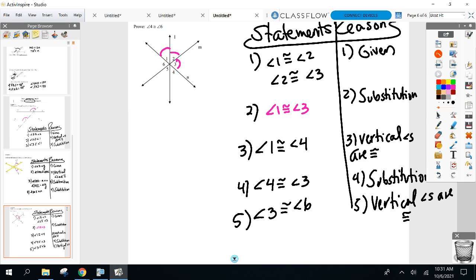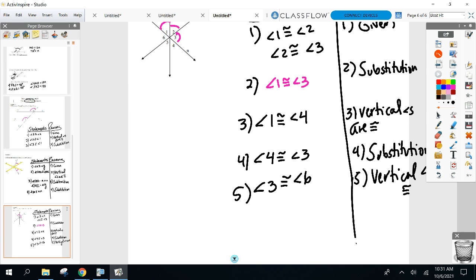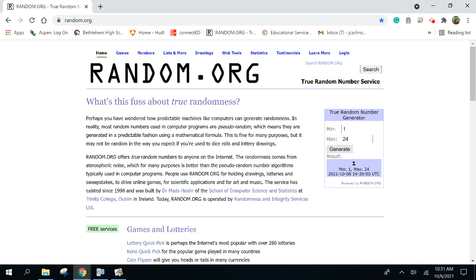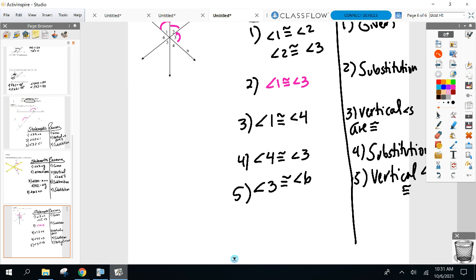All right, finally, 4 is congruent to 3, 3 is congruent to 6. Conclusion from steps 4 and 5. Addie, what's my conclusion from those two? Based on what? Again, yes, substitution.